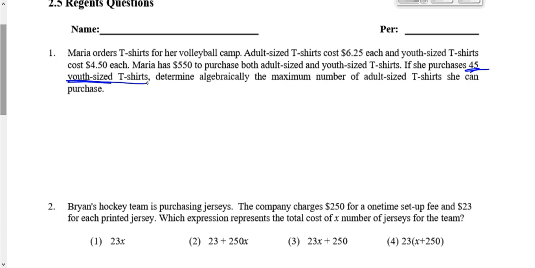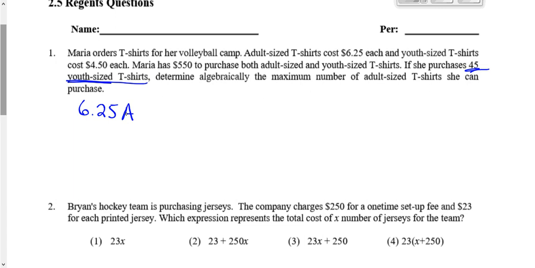Okay. All right, so let's think about this then. The adult shirts cost $6.25. So just give me an expression for that. If A is the number of adult shirts, how much will all of the adult shirts cost? $6.25 apiece. Okay, $6.25 times A, the number of adult shirts.